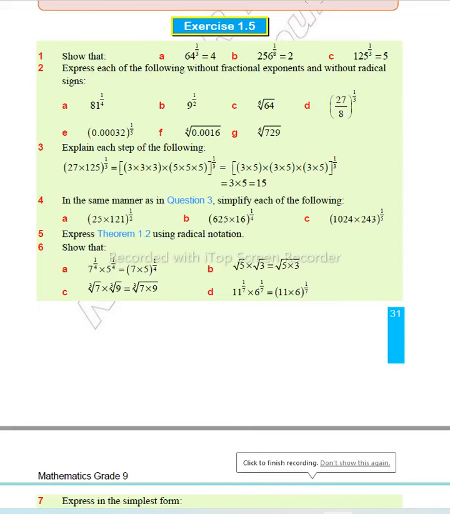Today's lesson is exercise 1.5. Today we see exercise 1.5.